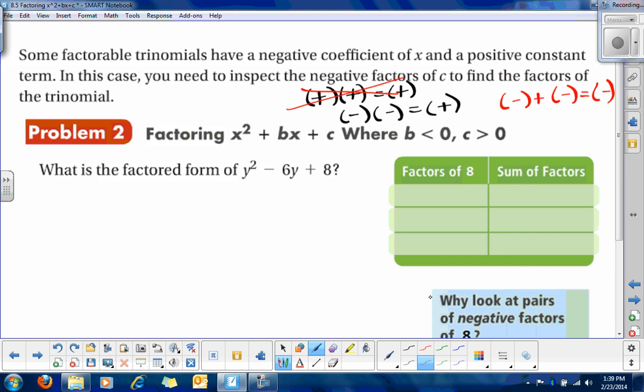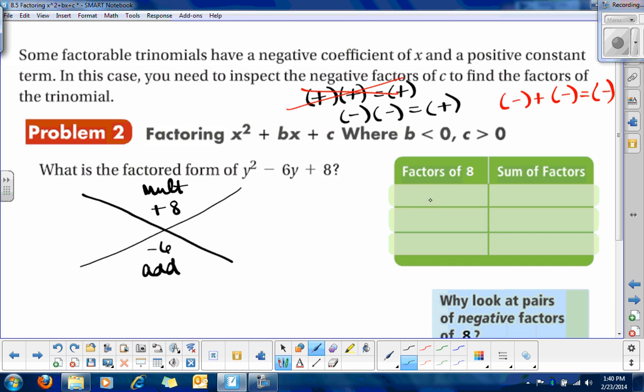Yeah, that's true. So we want to find our factors, and we're going to do a negative and a negative of 8. Okay? And again, I'm going to use my x method as well as using this table over here. So when we multiply, we want to get a positive 8. And when we add, we want to get a negative 6.